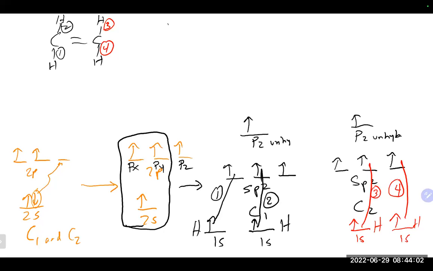So that bonding between the sp2 hybrid orbital on carbon and the 1s orbital on the hydrogen accounts for the 4 bonds that we see going on there.